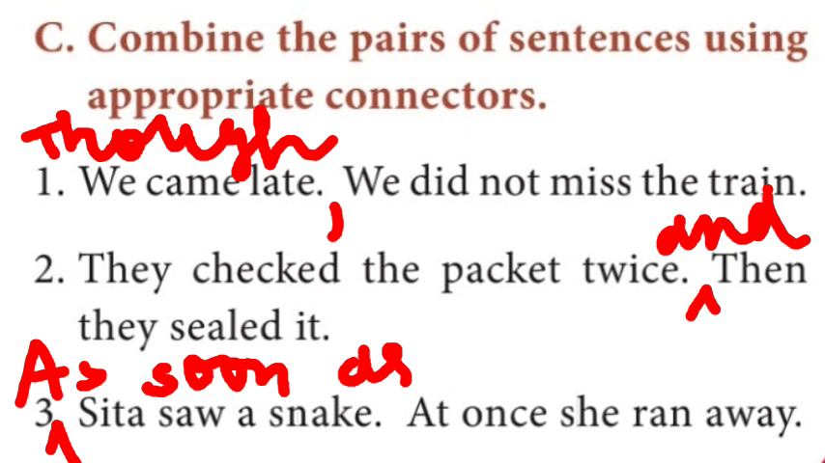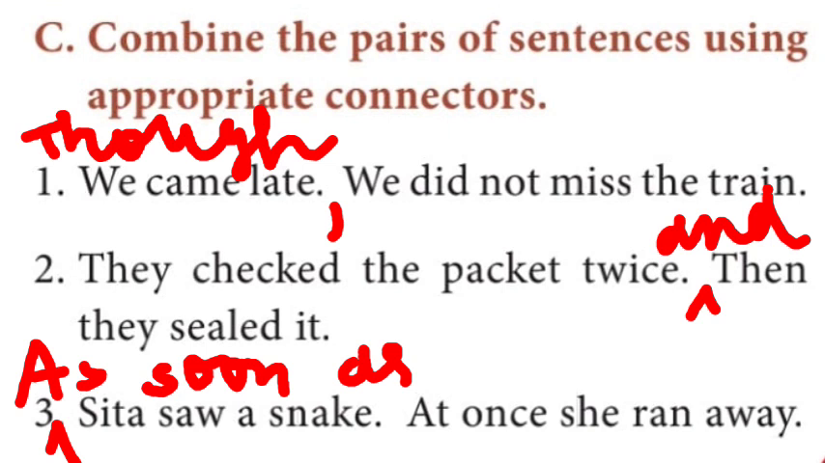See next one. Combine the pairs of sentences using appropriate connectors. See first one. We came late. We did not miss the train. So what is the conjunction word we have to use? Though we came late, we did not miss the train. See second one. They checked the packet twice. Then they sealed it. Here the conjunction word: they checked the packet twice and then they sealed it.